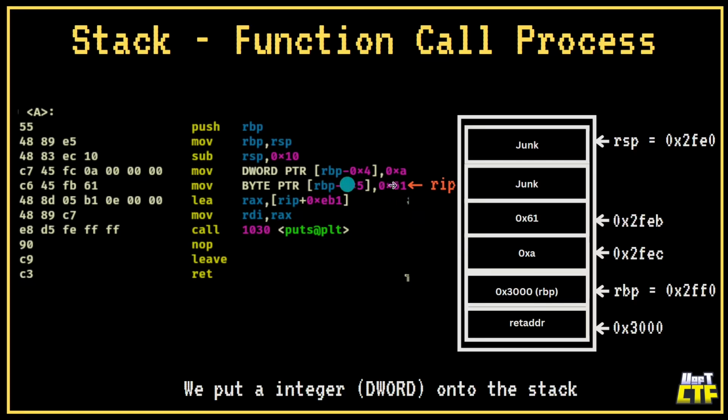And then we are moving 0x61 onto the stack as well. I think this might be a character. Yeah, this would be a character. Okay, the original source code is actually wrong, that's my bad. But we're putting a character onto the stack as well. Essentially, the main thing that you want to know is that all of the local variables are going to be between RSP and RBP, and then we can directly access them as an offset from RBP and RSP.